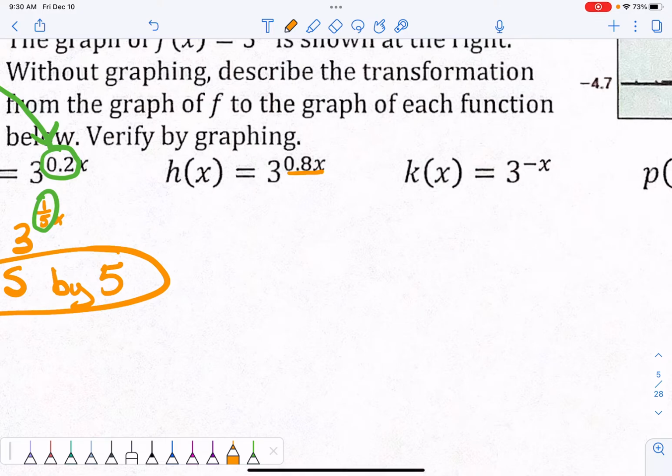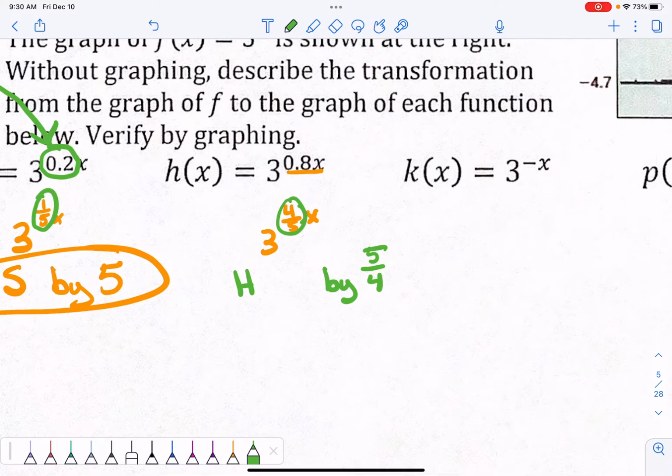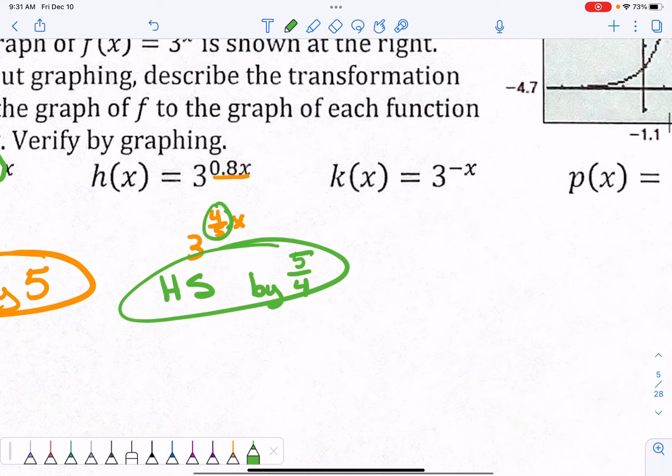0.8 to the x power, that is 4/5 times x. And so we're still up in the exponent. We're still doing a horizontal stretch or compression, but my factor is going to be flipped of those two. It's going to be 5/4. And then we have to decide, okay, is that a stretch or is it a compression? Well, since 5/4 is a number larger than 1, it's going to be a stretch. So horizontal stretch by a factor of 5/4. So we're making it a little bit larger than what it was before.